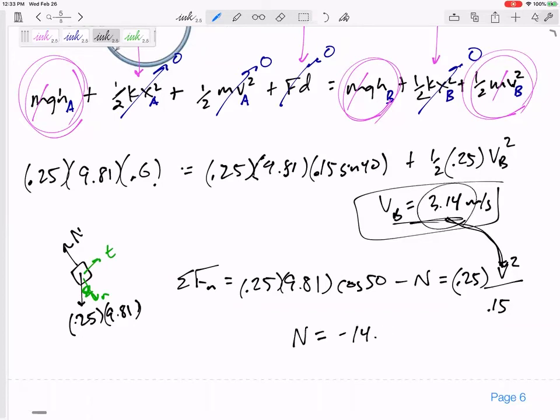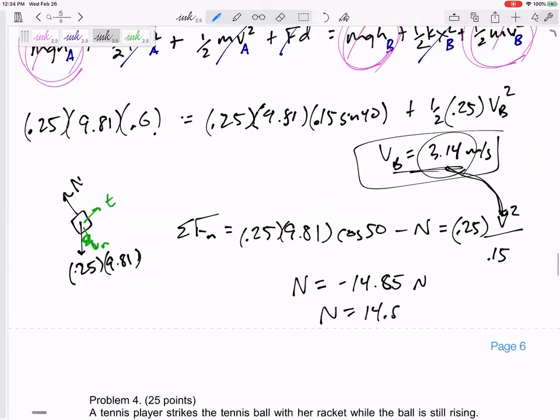So I got an N of negative 14.85 newtons. What does that negative mean? It means I chose the wrong direction. Does it kind of make sense? Maybe it makes sense. This bead is going so fast that it kind of wants to go up and out, but that rod is keeping it in. So I drew this the wrong way, but the normal force would be 14.85 newtons right there. It would actually be inward.